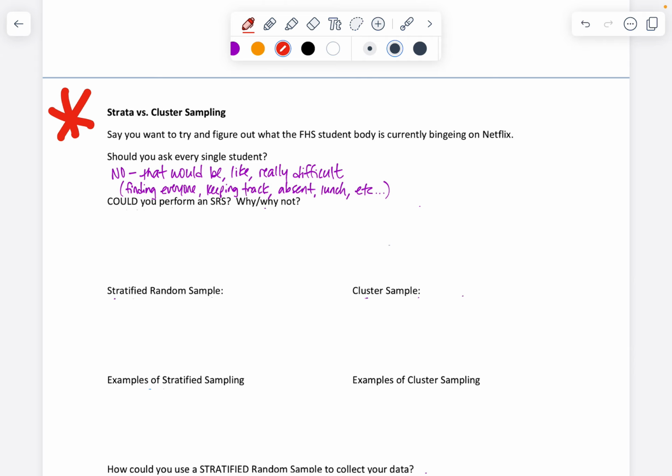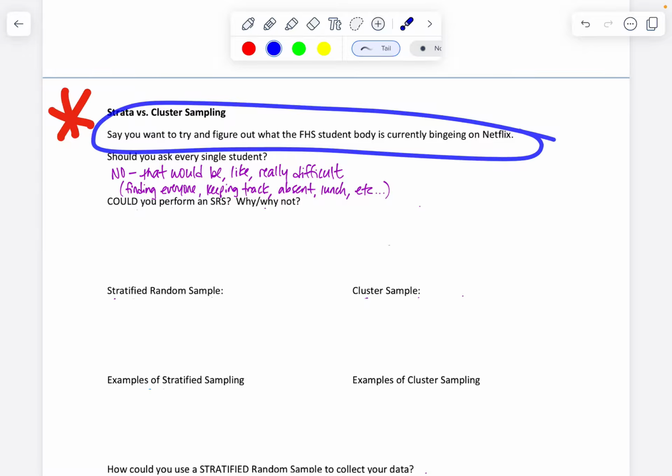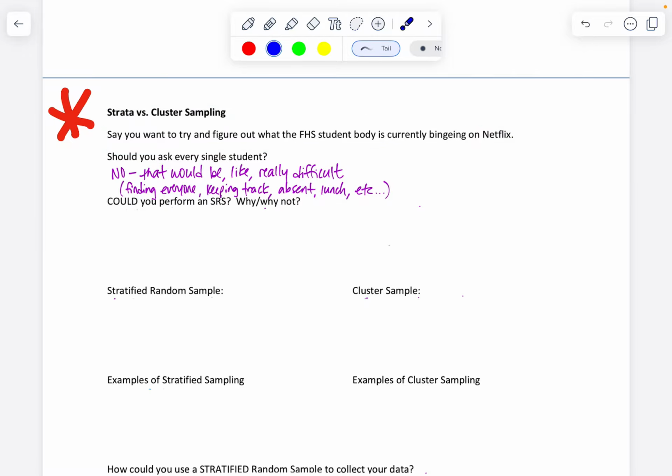I feel like I get questions all year long, especially at the end during AP review time, about, can you talk about stratified and cluster again? So here it is in a nutshell. Let's pretend you are interested to figure out what the Fremd High School student body is currently watching on Netflix, okay?